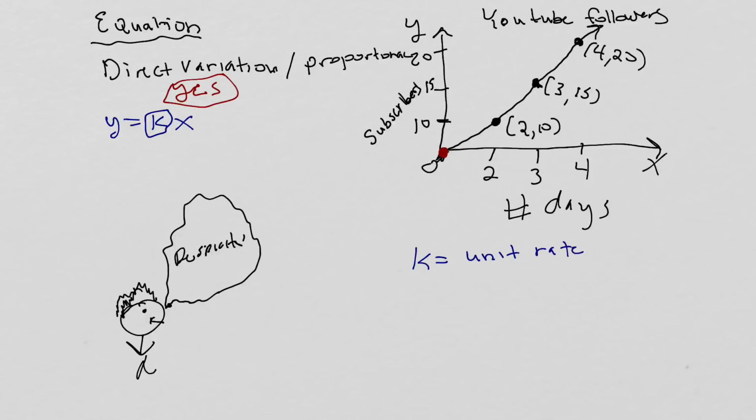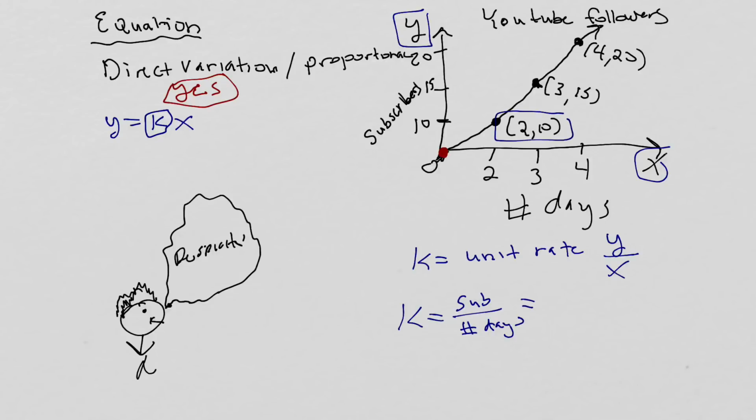Now the unit rate, is it subscribers per day or days per subscribers? I think it's going to be subscribers per day. Doesn't that sound a little bit right to you? Now, if you're not sure if you put subscribers or days on top, it's always y on top and x on bottom. So the unit rate is whatever your y value is over x. So the unit rate, or k, is equal to, well, what's on the y-axis? The number of subscribers. And on the x-axis, we have the number of days. So how many subscribers do we have per day? This is our unit rate, our constant of proportionality.